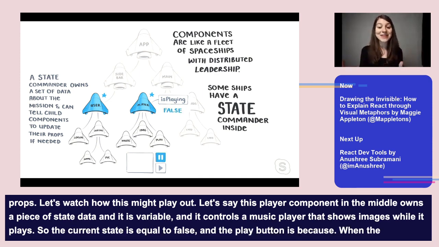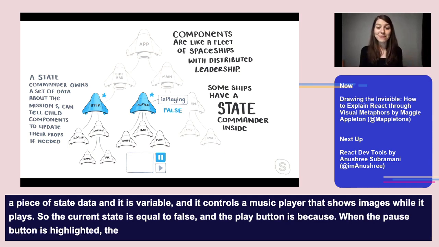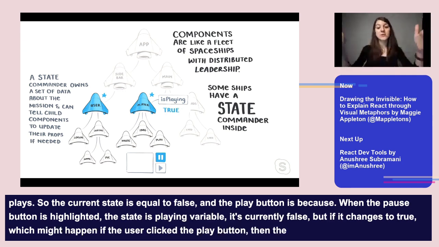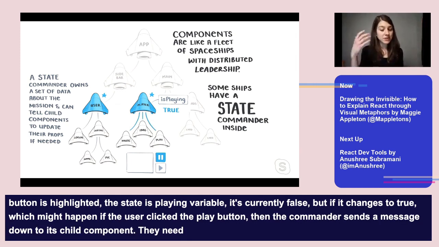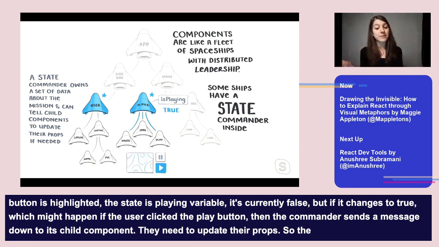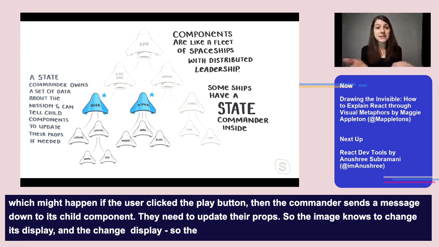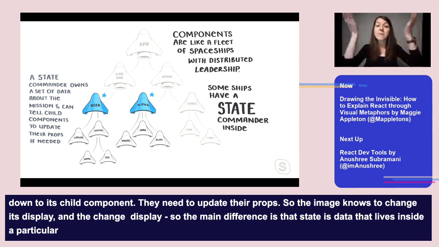And the state of the isPlaying variable is currently false, but if it changes to true, which might happen if the user clicked the play button, then the commander sends a message down to its child components. They need to update their props. So the image knows to change its display, and the play button knows to highlight, and the pause button knows to fade. So the main difference is that state is data that lives inside a particular component, and props are data that live outside the components and are passed in.